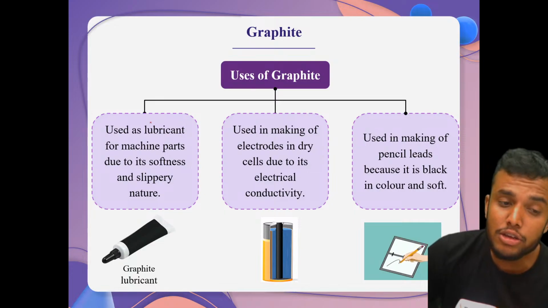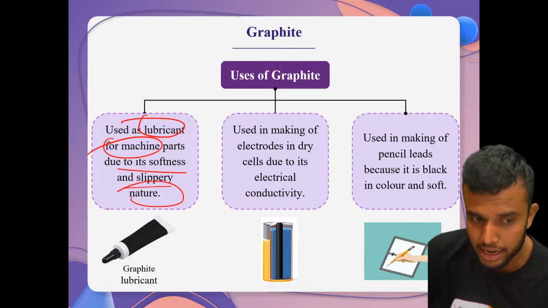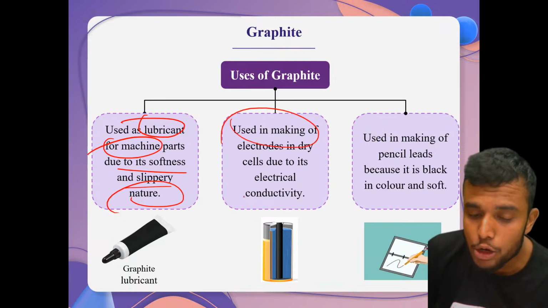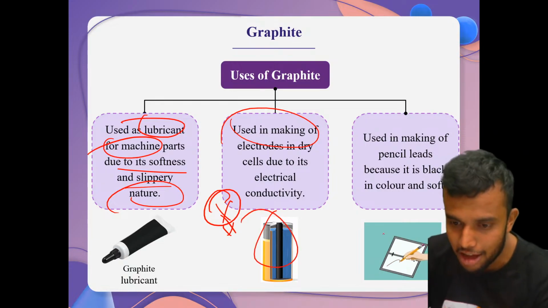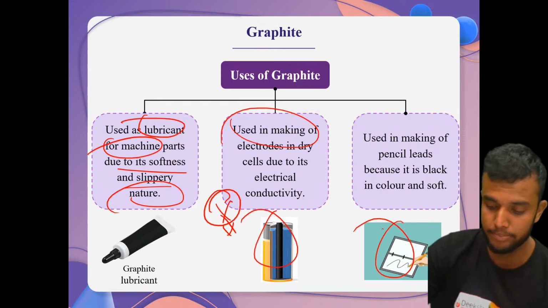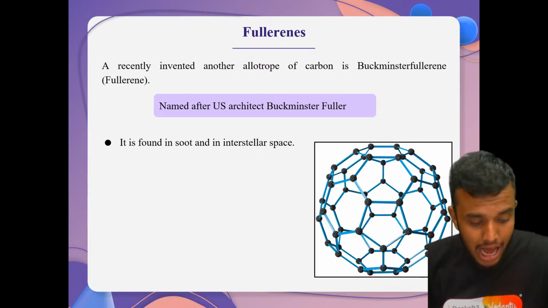Uses. Graphite is used as a lubricant for machine parts due to its softness and slippery nature, and used in making electrodes. This is a very important use of graphite. And it is used to write on paper, as in pencil lead. Okay. Next, the last crystalline allotrope.